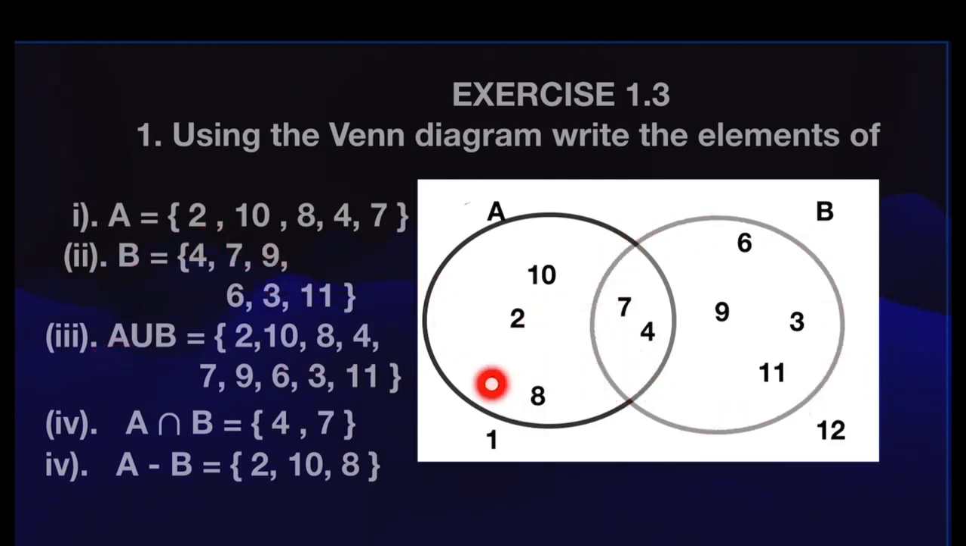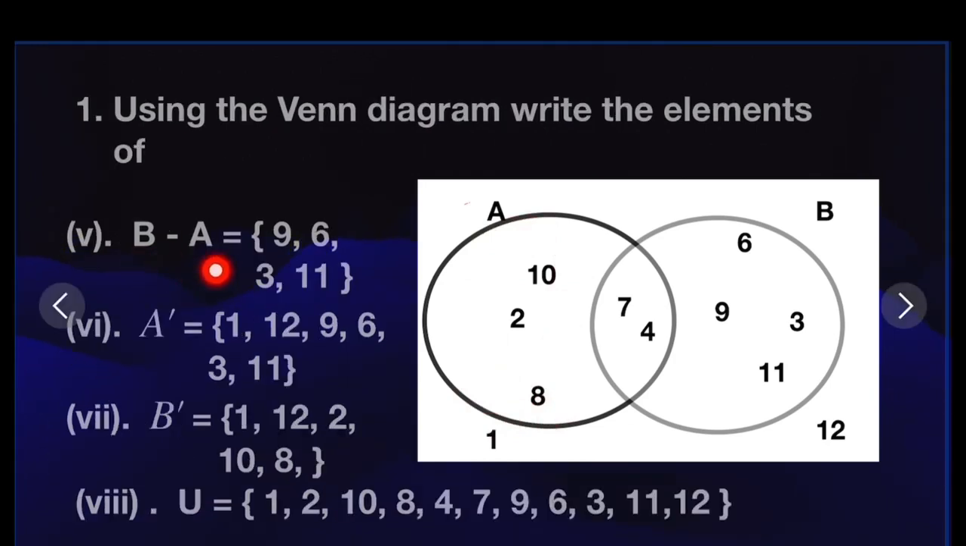A union B, all the elements within the two circles. Do not repeat any element. A intersection B, only the elements in the middle portion. A difference B, the elements in this portion only. B difference A, the elements in this portion only.